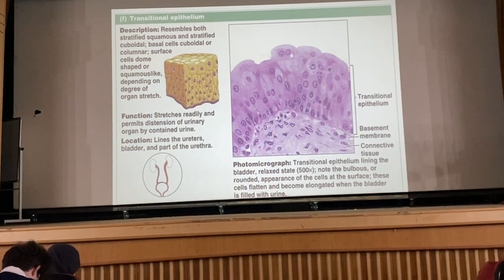This image is shown in high magnification. You see this large cell with 2 nuclei, dome shape, and the other cells are cuboidal, or maybe in the basal layer columnar. It is called transitional. It resembles both stratified squamous and stratified cuboidal.